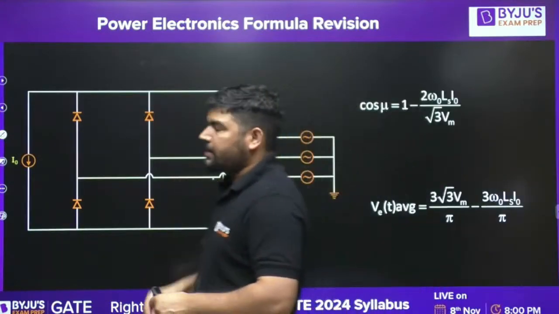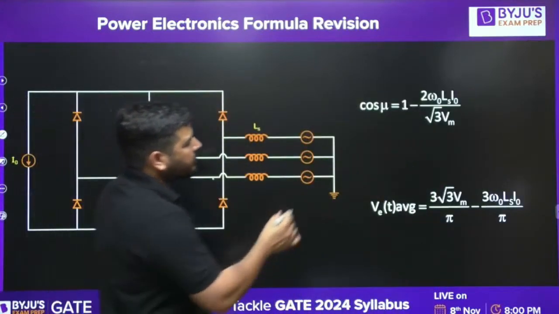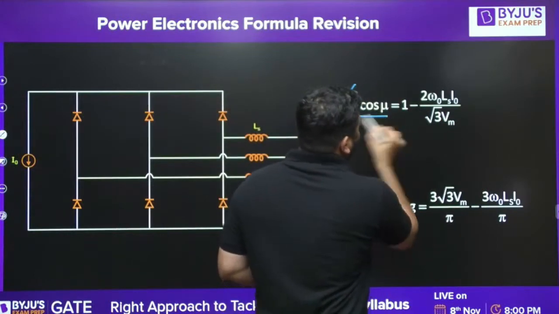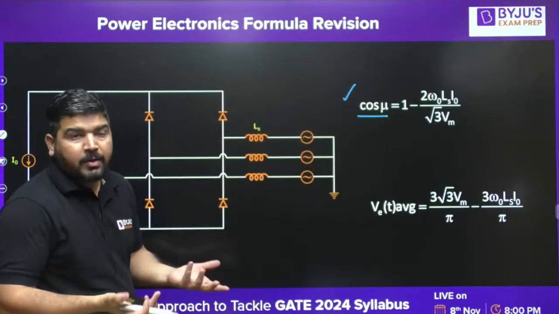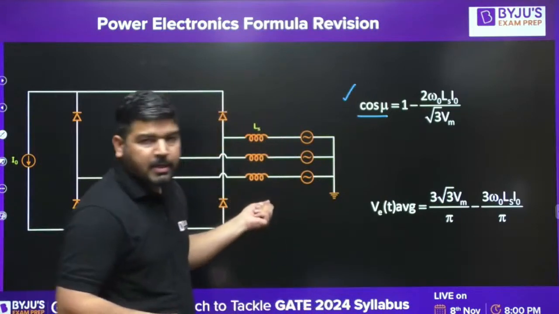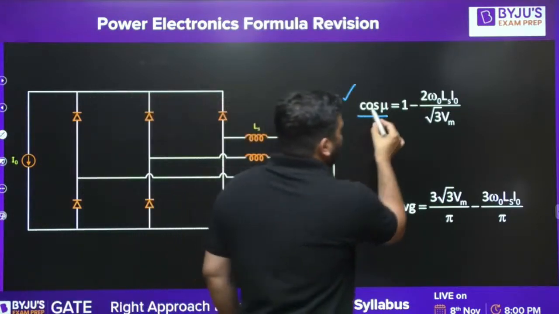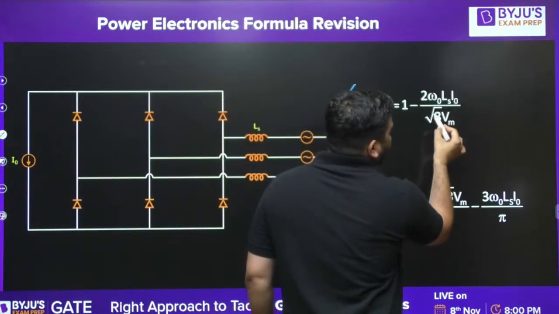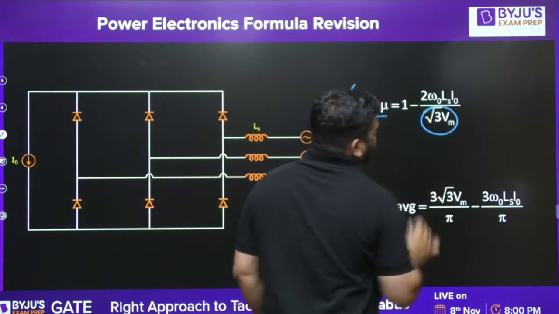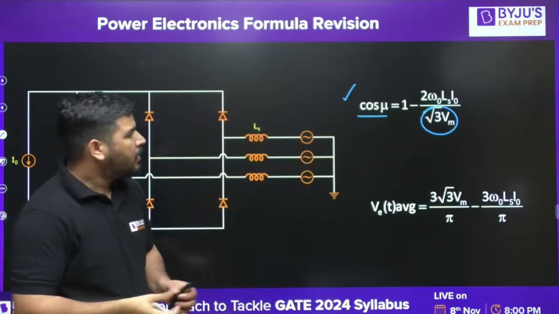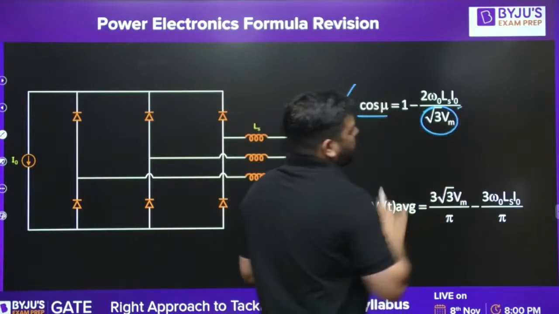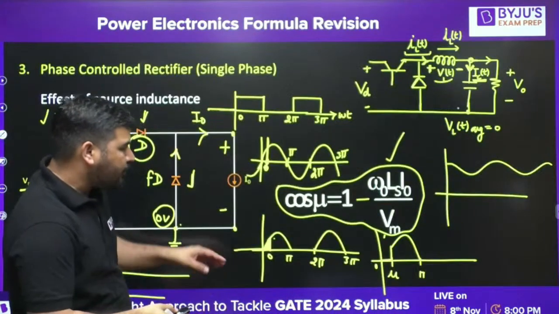Now we have the 3-phase circuit. In the 3-phase circuit, again, look, how to calculate the mu interval, because the source has some inductance. So cos mu will be equal to 1 minus 2 omega naught Ls I naught by root 3 Vm. This root 3 Vm is the line voltage, so you can also replace it with the line voltage. So there is a similarity in the formulas.